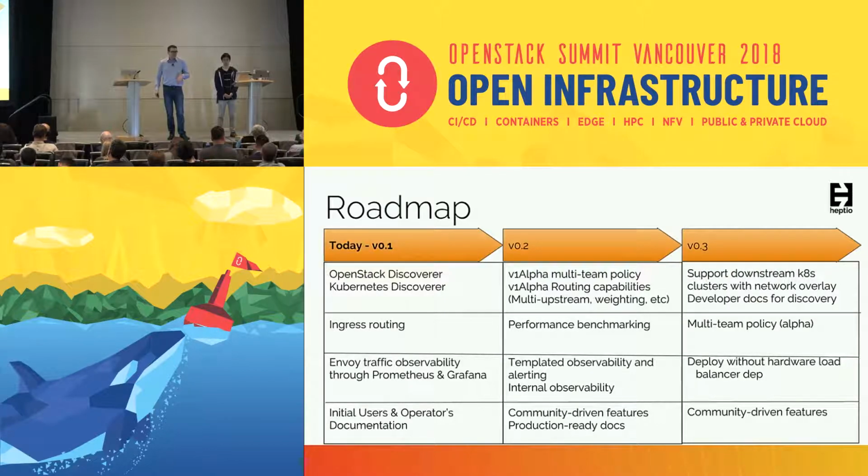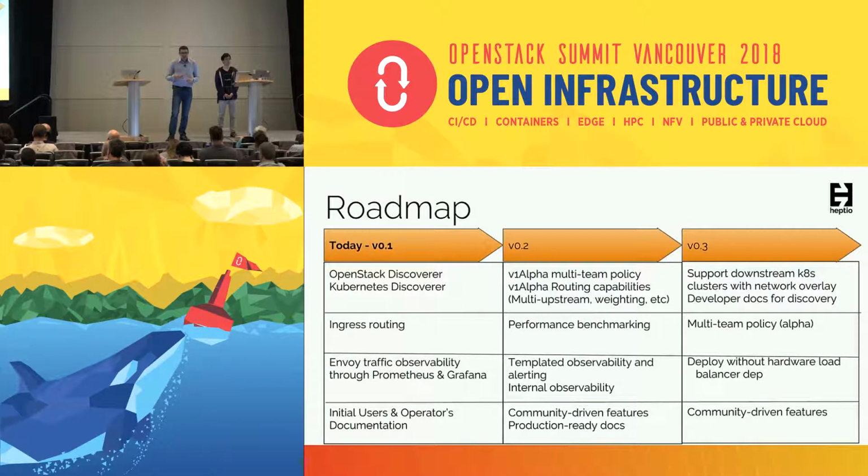And what that gives you is basic OpenStack and Kubernetes discoverer components so that you can start running these technologies together. It gives you simple ingress routing. It gives you basic observability. And it's obviously documented. And then as we look to the future, we're going to continue to evolve this.